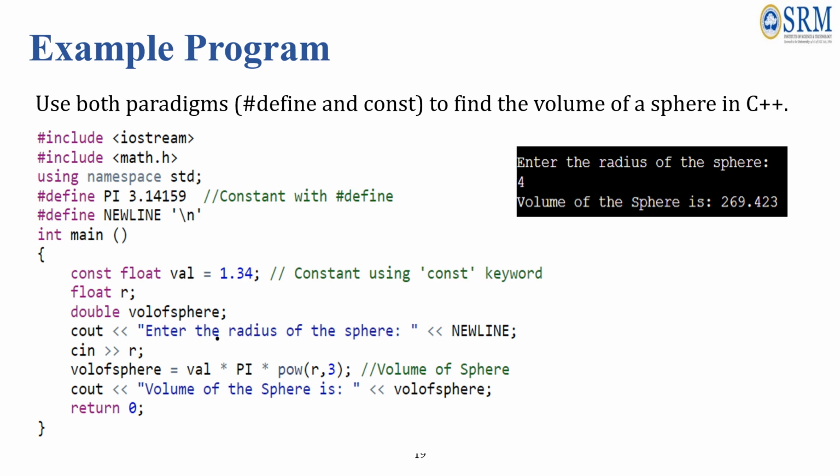So that is the formula, and POW is a function that is exclusively defined in math.h. That is the reason we are including math.h. Finally, after calculating the volume of the sphere, it is displayed using cout: the volume of the sphere is equal to so on. So in this example the radius is given as 4. Once the radius is given, the volume of the sphere is calculated as 269.423.